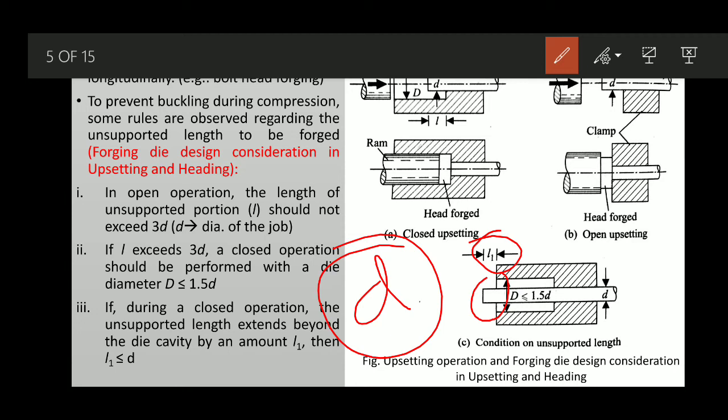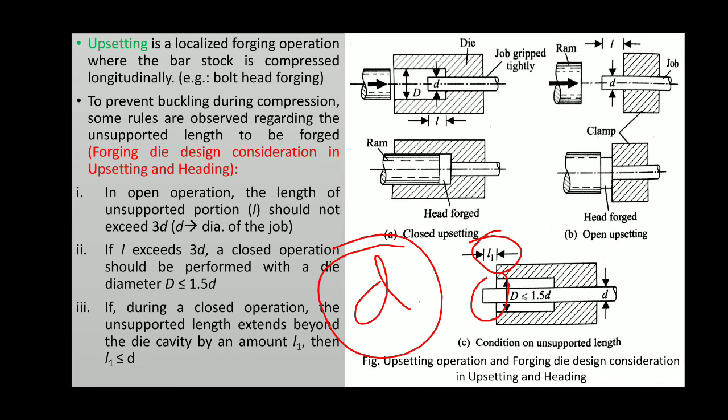Now why are these important? They are important so as to choose a proper forging process, whether you have to go for open upsetting or closed upsetting, and only then can we get the type of product that we want. Sometimes these are asked in competitive exams. Maybe some values will be given directly for the unsupported length, or for the diameter.